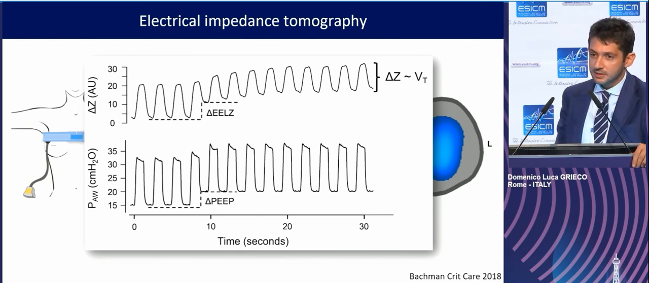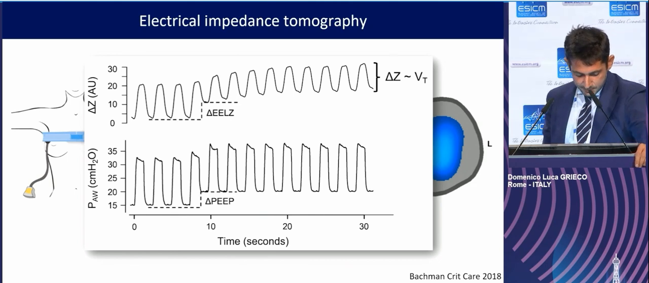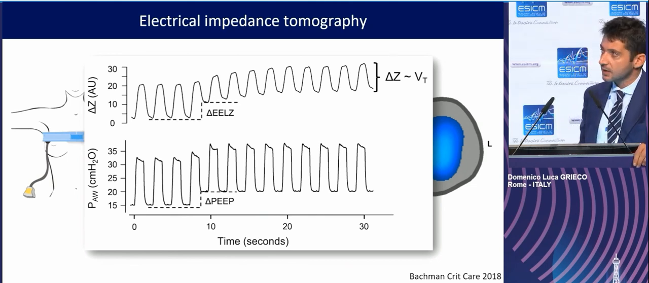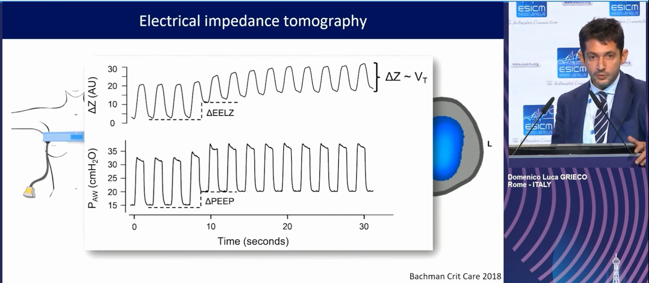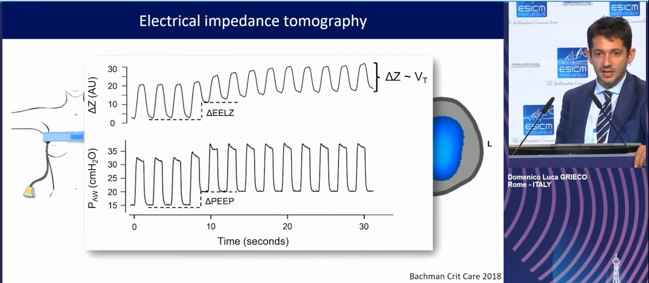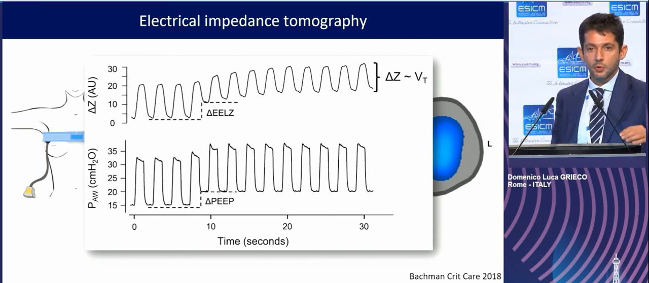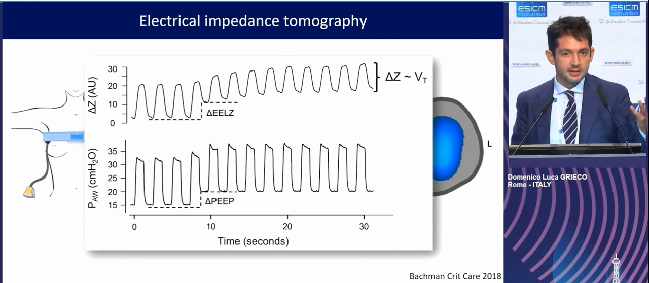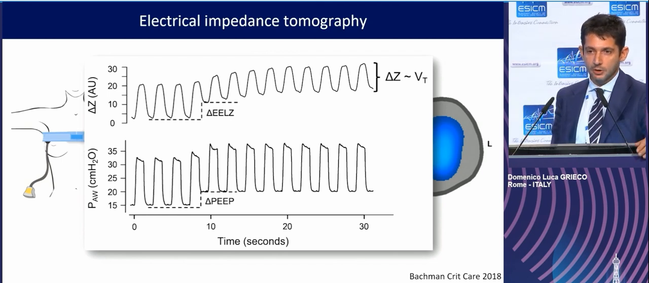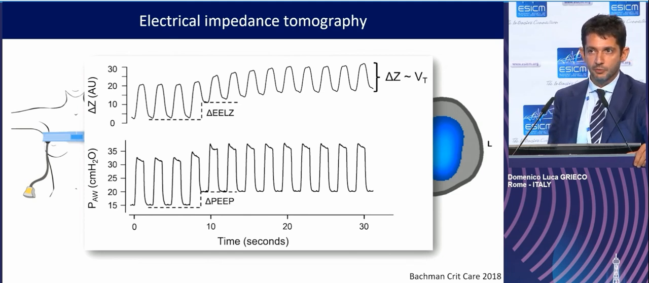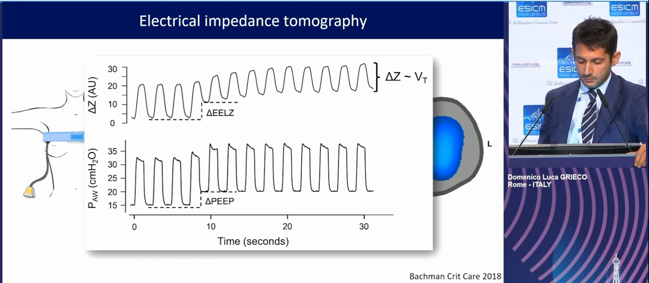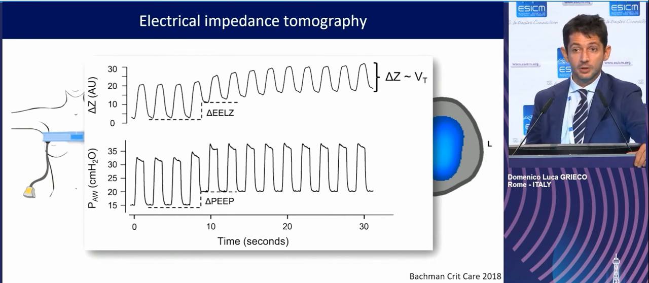You see that after 10 seconds, the PEEP is increased by 5 centimeters of water, and this generates a change in the signal, which corresponds to a change in the end expiratory lung volume caused by the change in PEEP. And this is something really intriguing because we are looking for tools to assess whether our change in PEEP provides sufficient change in volume, to define adequate alveolar recruitment and maybe say that PEEP is beneficial for the individual patient.